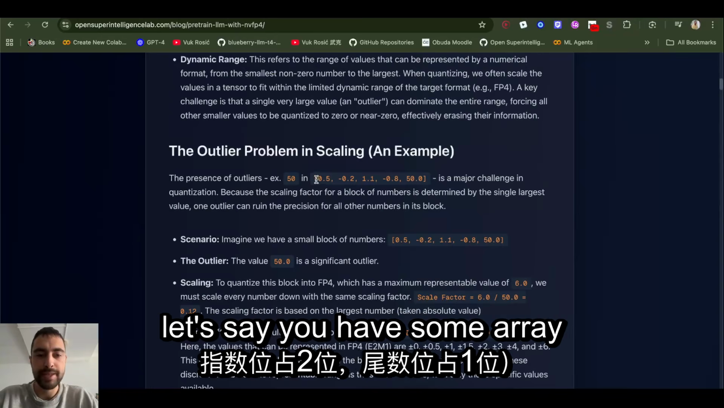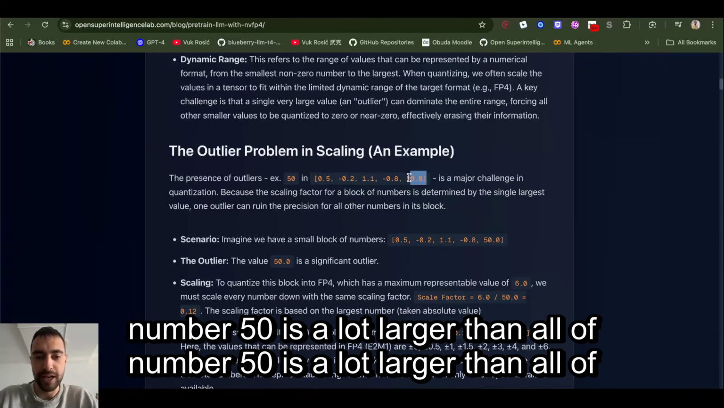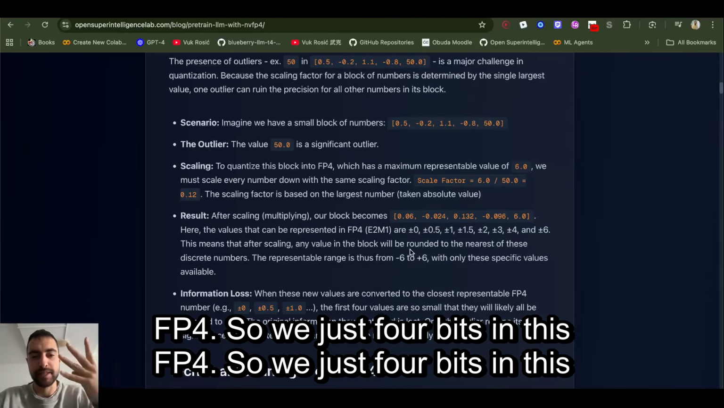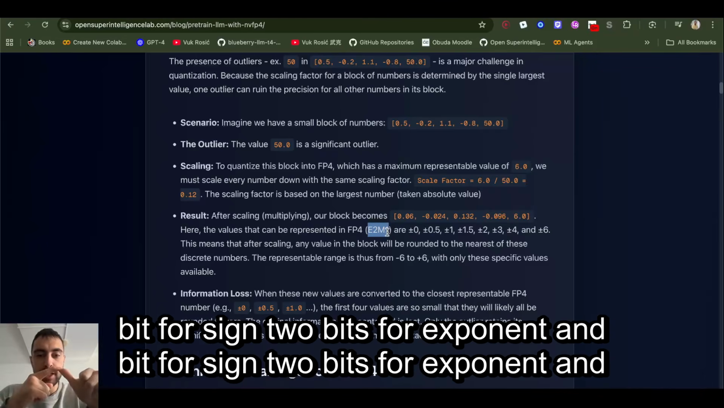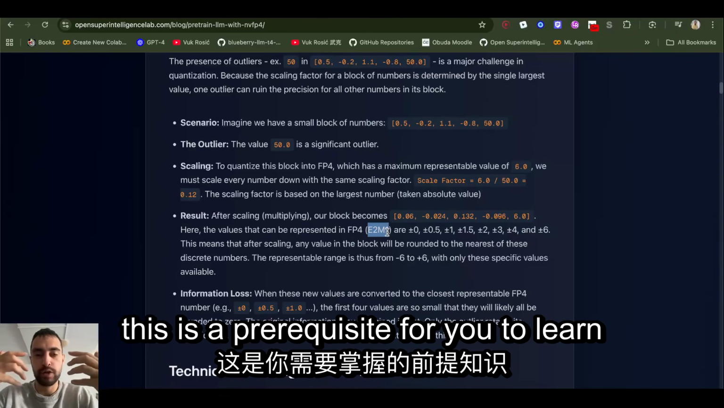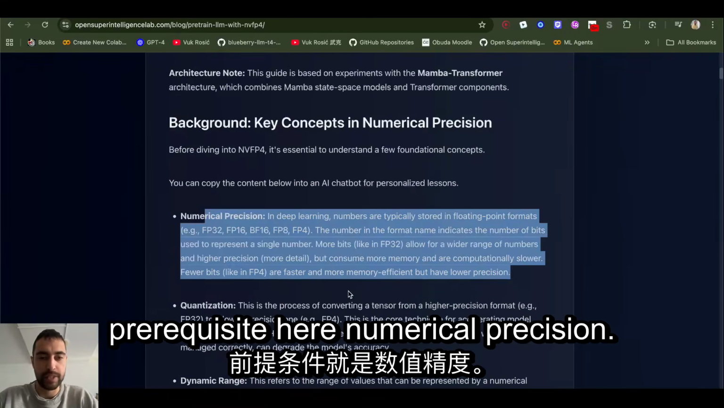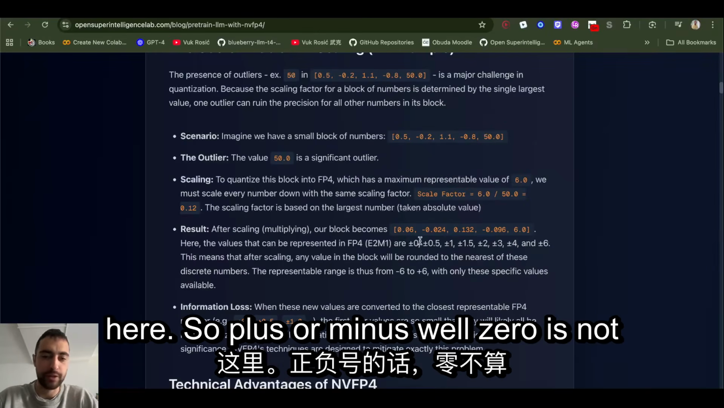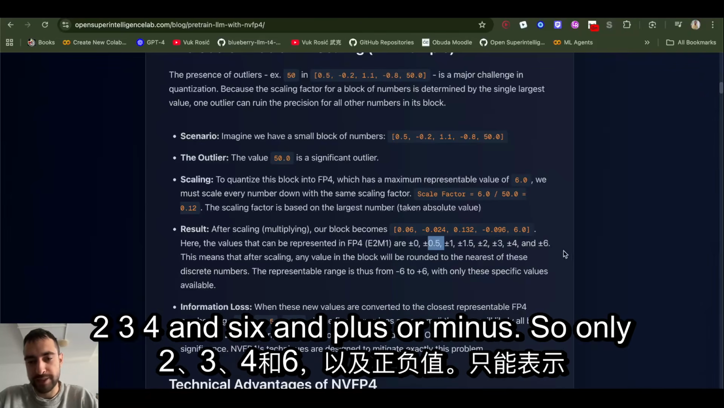Let's say you have some array. It has these numbers, and you see the number 50 is a lot larger than all of these numbers. Now this is the thing. In FP4, with just 4 bits, in this E2M1 format, you use 1 bit for sign, 2 bits for exponent, and 1 bit for mantissa. This is a prerequisite for you to learn on your own on YouTube, if you don't know what this means: numerical precision. So you can only represent these numbers: 0, and plus or minus 0.5, 1, 1.5, 2, 3, 4, and 6.